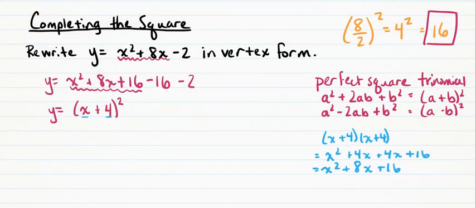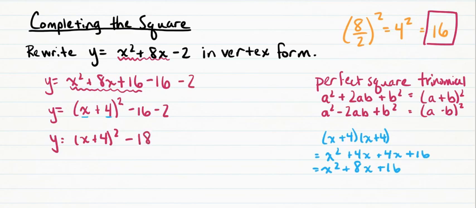Okay, so that's the first 3 terms in factored form. We still have a minus 16 and a minus 2. And so we collect like terms there and simplify that too. So we've got y equals x plus 4 all squared minus 18.